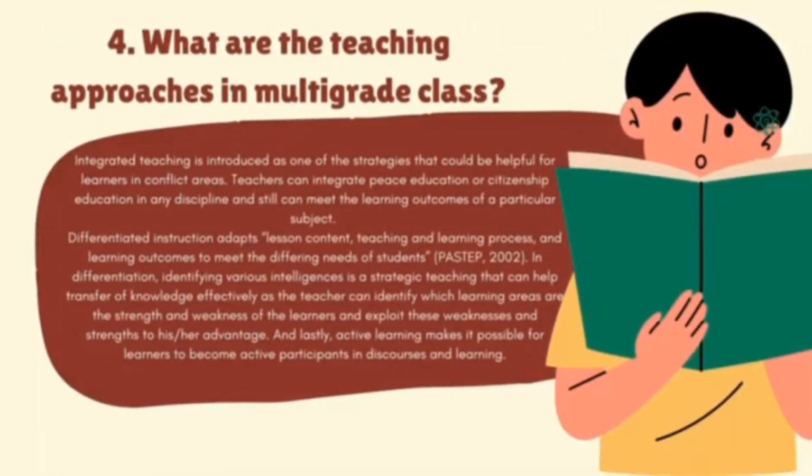Number 4. What are the teaching approaches in a multi-grade class? Integrated teaching is introduced as one of the strategies that could be helpful for learners in conflict areas. Teachers can integrate peace education or citizenship education in any discipline, and still meet the learning outcomes of a particular subject. Differentiated instruction adapts lesson content, teaching and learning process, and learning outcomes to meet the differing needs of students. In differentiation, identifying various intelligences is a strategic teaching that can help transfer knowledge effectively, as the teacher can identify which learning areas are the strengths and weaknesses of the learners and exploit these weaknesses and strengths to his or her advantage. And lastly, active learning makes it possible for learners to become active participants in discourse and learning.